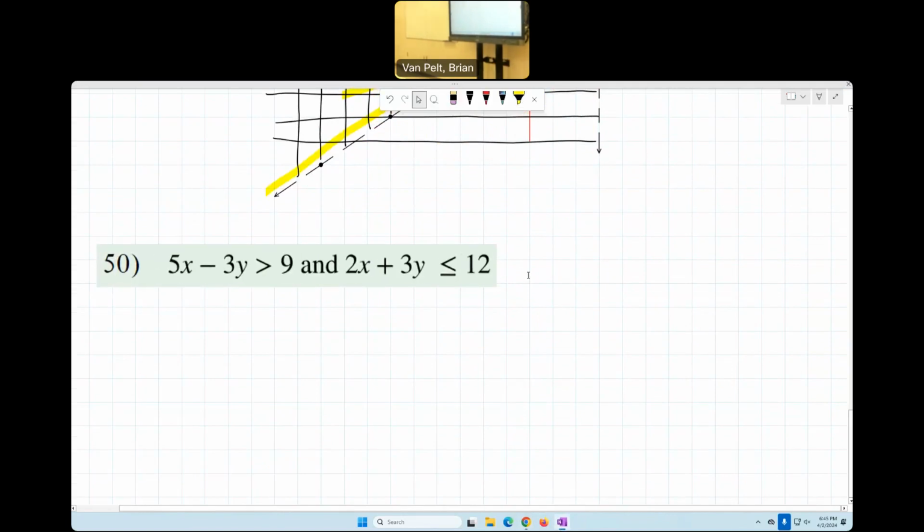In order to graph these lines, do you remember what the first thing you're going to have to do on each of them? Solve each for y first. When you divide by the negative number, you change the sign. That's right.